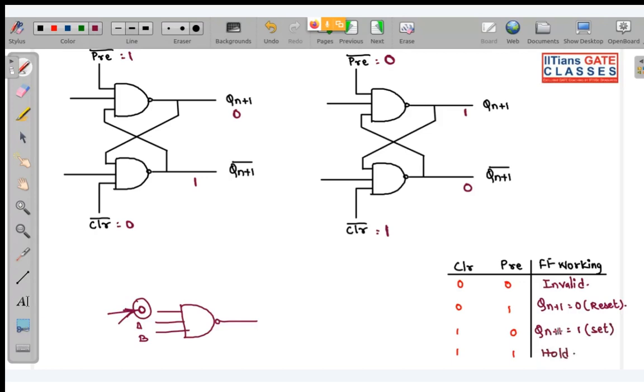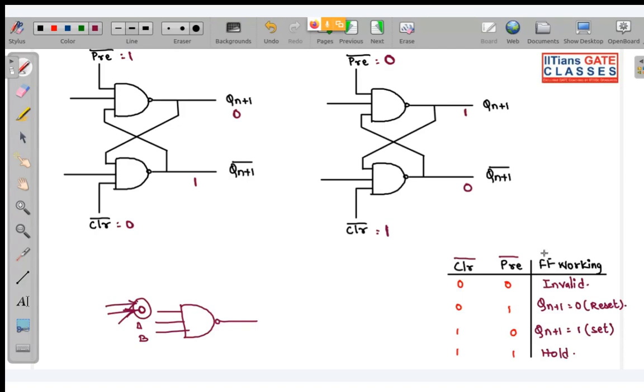Okay. So here you can see basically when you give 0 to pre, you are setting the flip flop. When you are giving 0 to clear, you are resetting the flip flop. So here I should have written them clear bar and pre bar. Why? Because here giving 0 means you are giving input to the latch. So that is why these are active low. Tell me if this is clear or not.